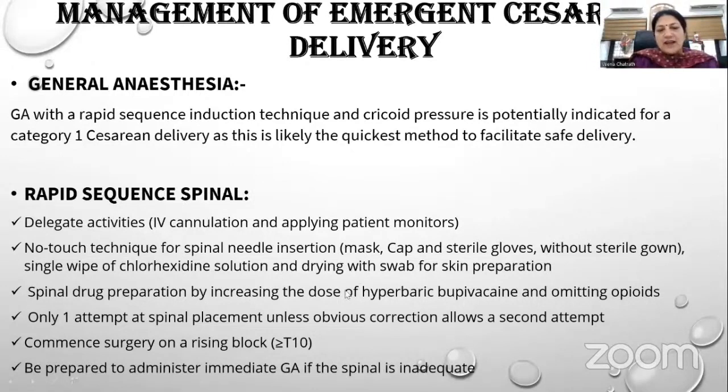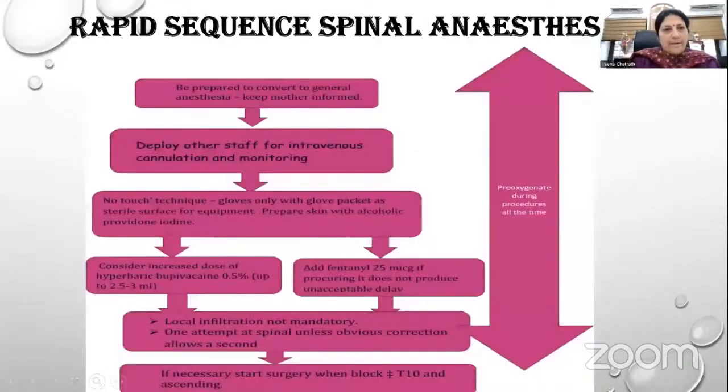Then spinal drug preparation, by increasing the dose of hyperbaric bupivacaine. Opioids are to be omitted. Only one attempt at spinal placement, unless obvious correction allows a second attempt. Commence the surgery on a rising block when the block has been achieved till T10. We don't have to wait for the block to reach the height of T4. Start the surgery when the block reaches T10, but be prepared to administer immediate GA if spinal is inadequate.